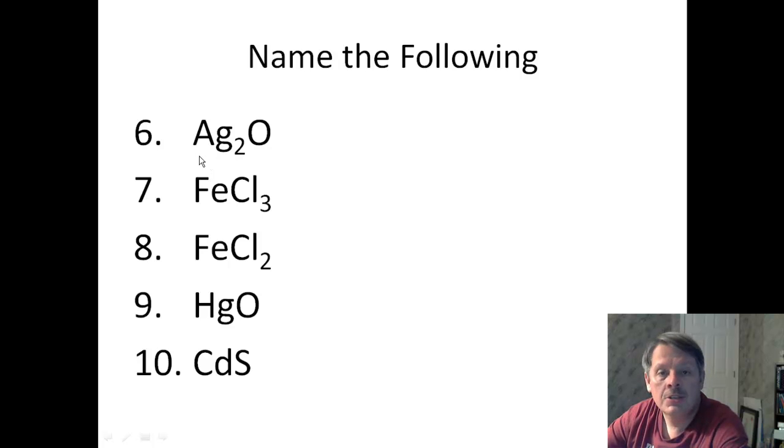When I look at silver, I believe your ion chart does not have silver 1, it just says silver, because silver tends to take on a plus 1 charge. So we don't have to write silver 1, we would just write silver oxide. And again, if I do my crisscross method, this would be a minus 2 and this would be a plus 1, so that makes sense.